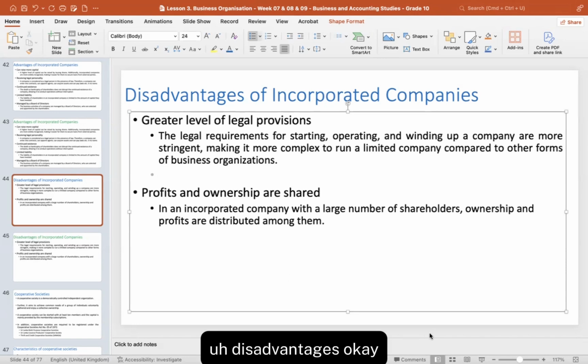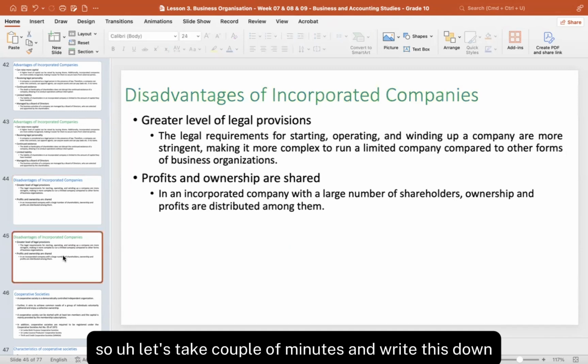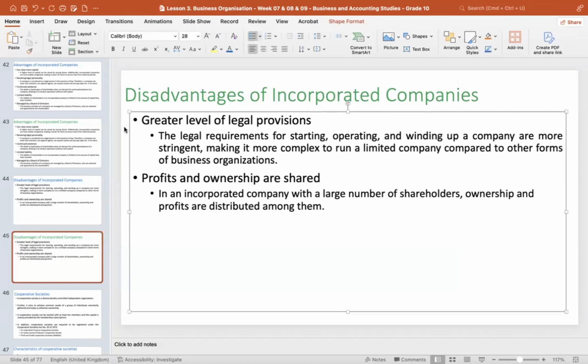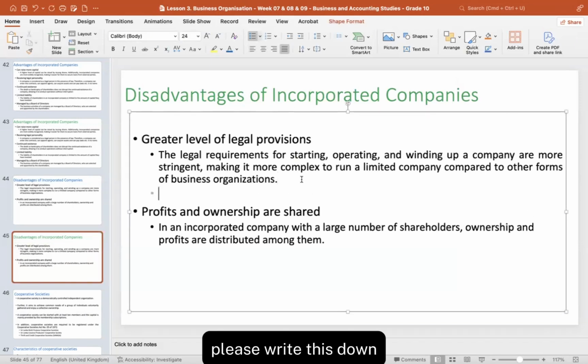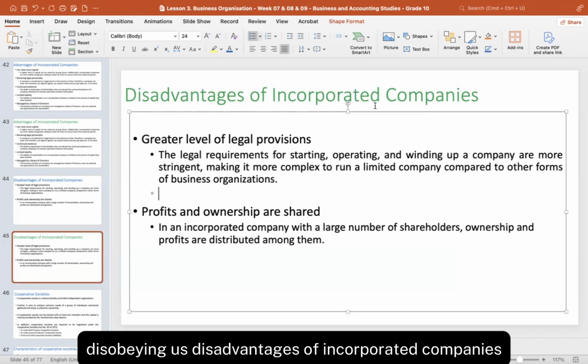disadvantages. Okay, so let's take a couple of minutes and write this down. Please write this down. Put the subheading as disadvantages of incorporated companies.